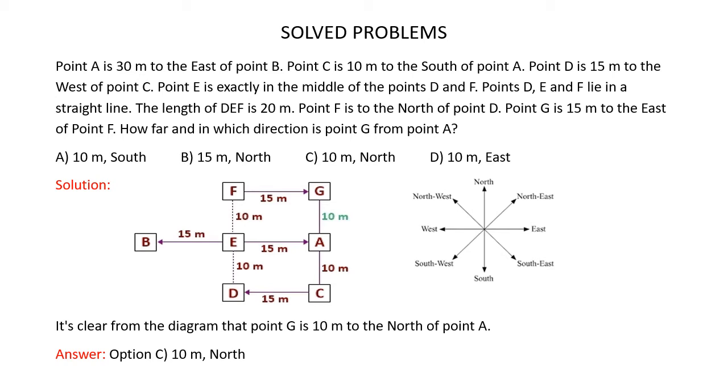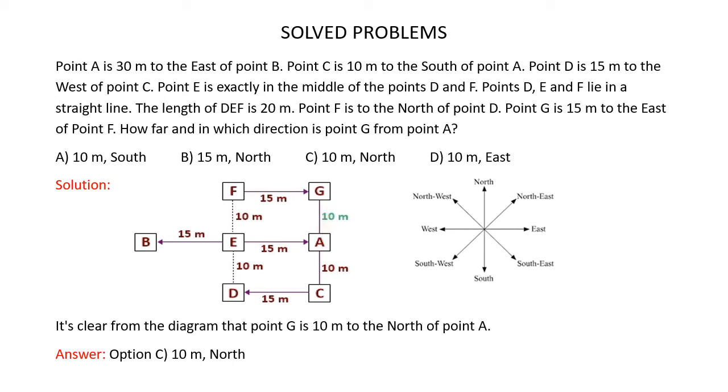Now, point G is 15 meters to the east of point F. Now we are asked to find how far and in which direction is point G from point A. Now as you can see from this diagram, FG is 15 meters, EA is 15 meters. EF is 10 meters, so AG is 10 meters. So G is 10 meters away from point A.